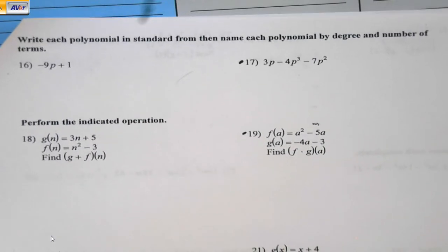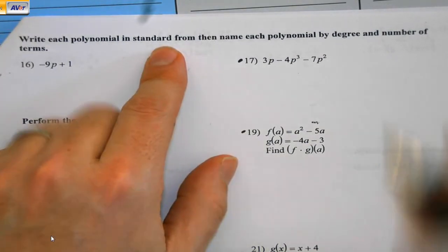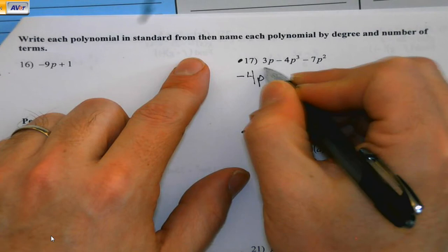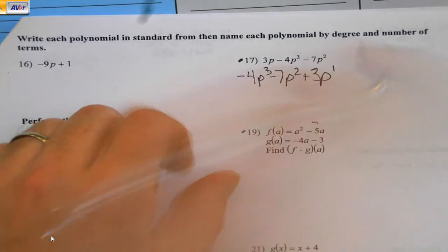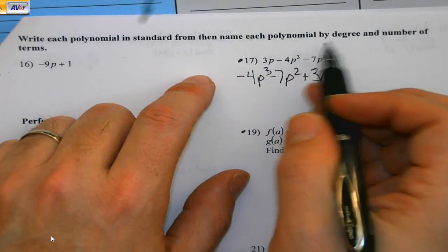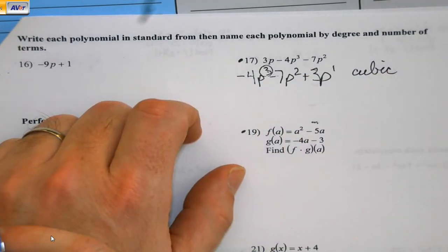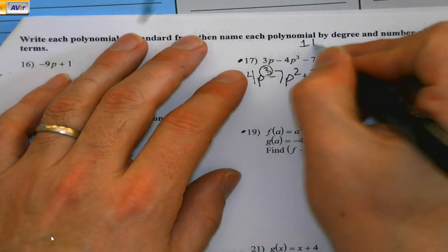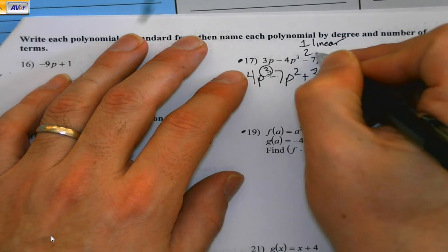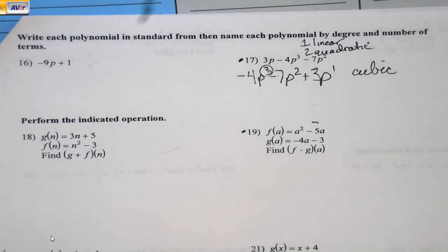Write each polynomial in standard form and then name the polynomial by degree and number of terms. Okay? Standard form. Biggest exponent to least. Biggest degree to least. 3, 2, 1. Okay? Name the polynomial by degree. 3 is a cubic. 2 is a quadratic. 1 is linear. Like, wait, what is that again? 1 is linear. 2 is quadratic. And 3, like it is in this case, is cubic. I wouldn't ask you anything about that.